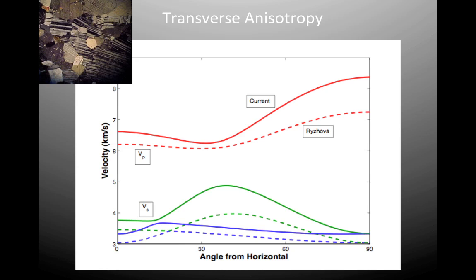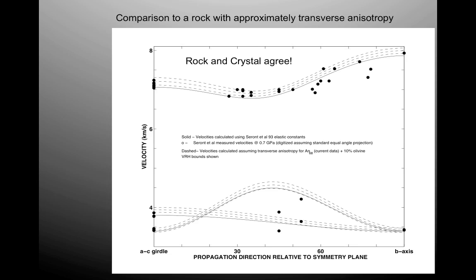As you can see, the current data show a greater anisotropy, and in fact in the B-axis much higher velocities, over 8 kilometers per second compared to just a little over 7 for the Rysova elastic constants. You also see a larger variation of shear velocities at the intermediate directions. So it's at these intermediate directions that seismologists would see a large amount of shear wave splitting in a rock dominated with feldspar crystals having this degree of lattice preferred orientation. Now, how do these compare with rocks that show a lattice-preferred orientation?